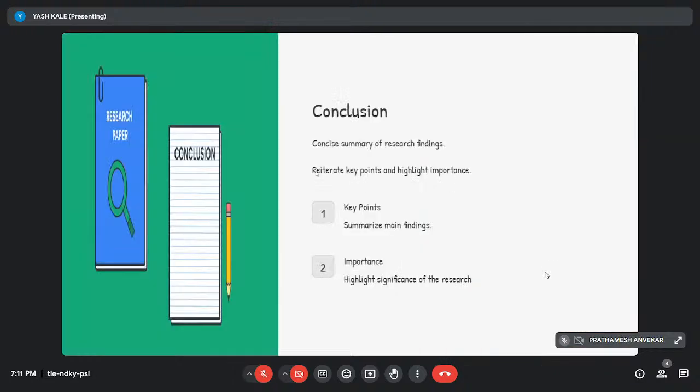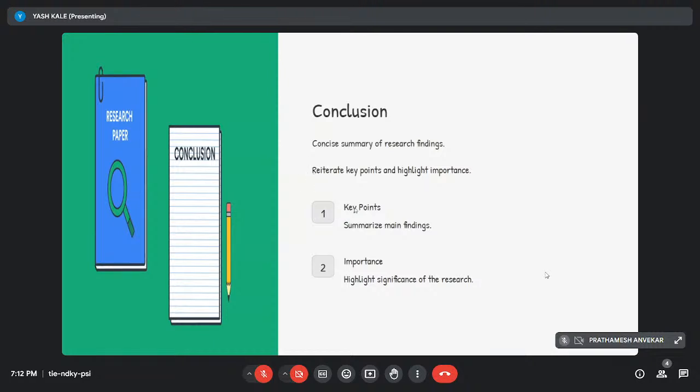So the next section is the conclusion. In the conclusion, you mention a brief summary of what you have found in your research, and you don't just repeat what's already written in the abstract. You just highlight the key takeaways. This section is also a good place to mention the significance of your findings and why they matter in the broader context of your field.